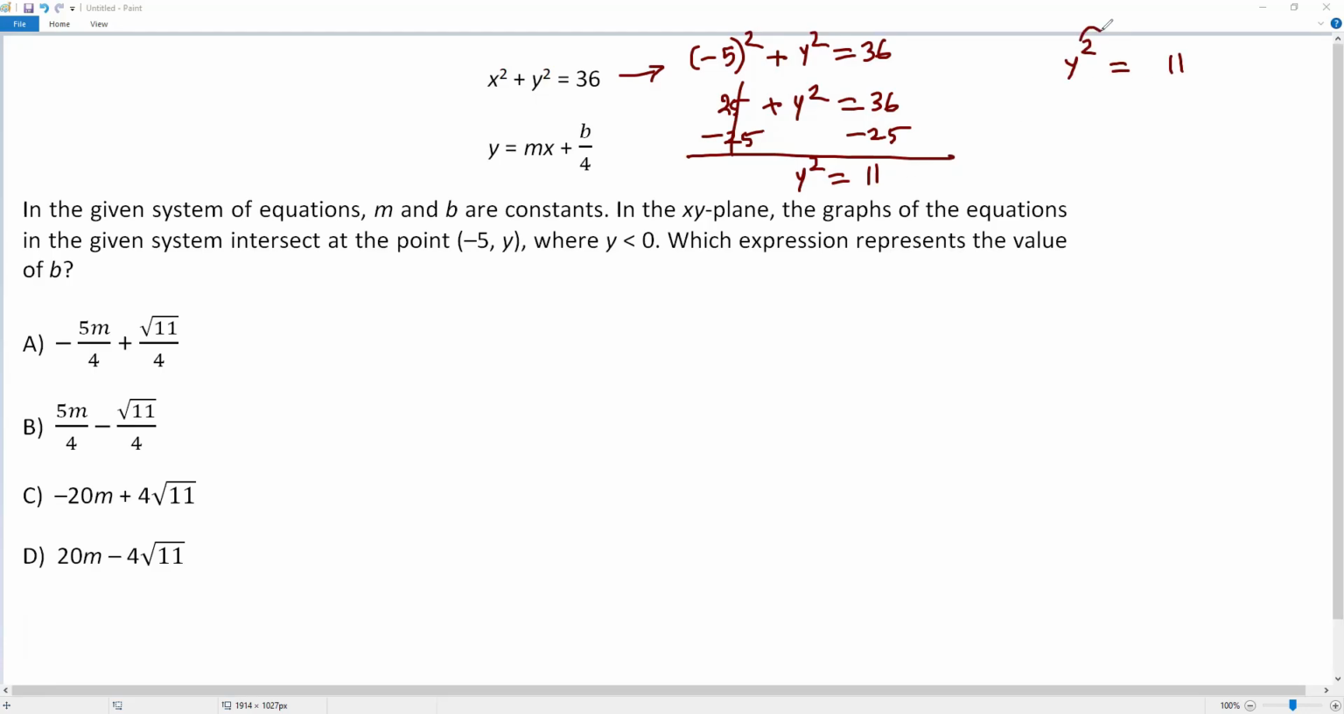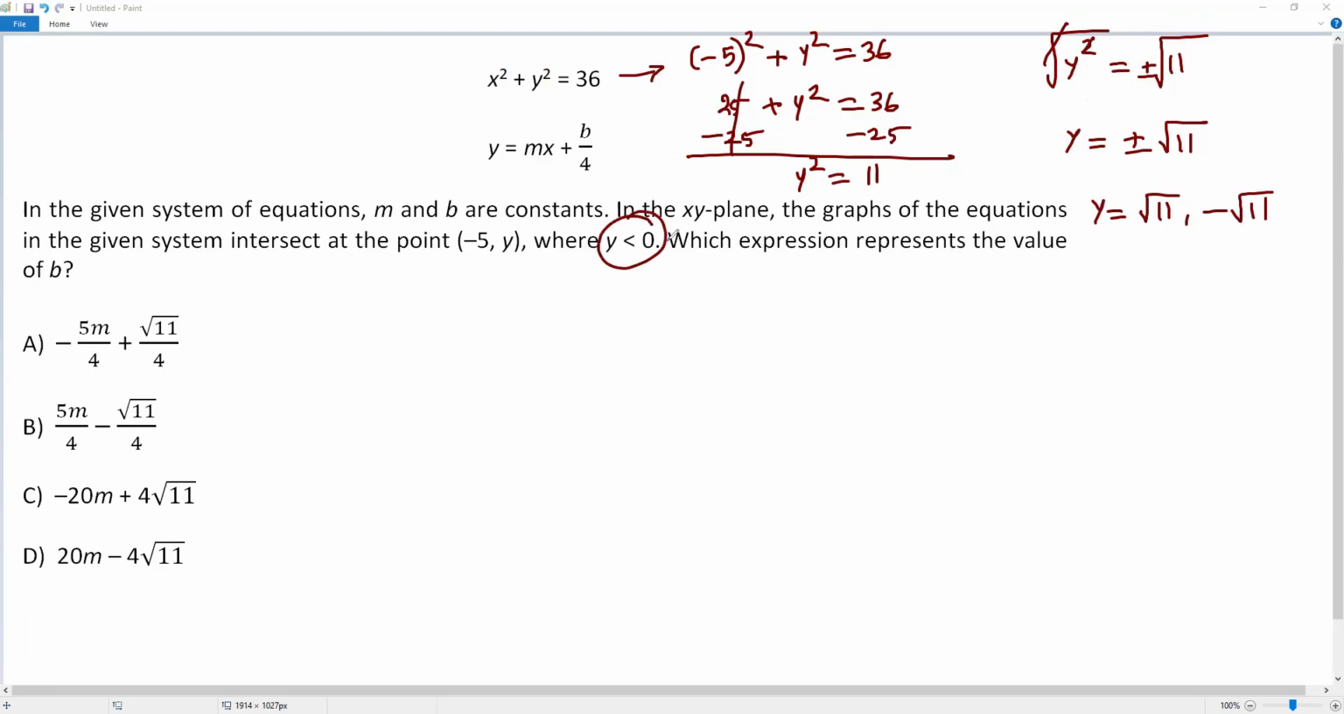Now to solve for y, we have to get rid of this square. To get rid of this exponent 2, we have to take the square root on both sides of this equation. On the left side, this square root and square will cancel out. Usually when we take the square root on both sides of an equation, one of the square roots will cancel out, and for the other square root, we have to consider positive or negative sign. Here we have y equals positive or negative square root of 11. We get two values for y. One is a positive square root of 11 and the other one is a negative square root of 11.